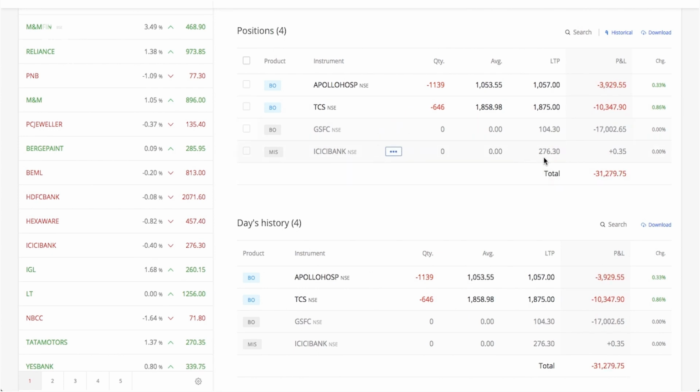Exited ICICI Bank at a profit after shorting the position. We made a 35 paisa profit. Of course, there'll be brokerage and taxes involved, and eventually this trade might be a loss. But this is just to show you that you can short the market and make money from falling prices. So this is how shorting in the cash markets works.